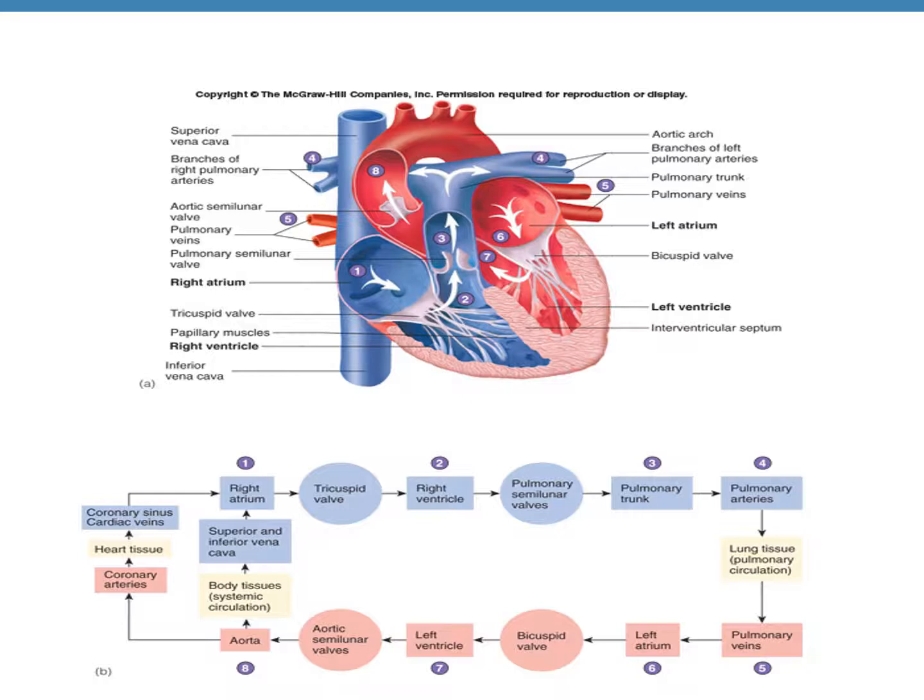That means the pulmonary semilunar valves open and they allow the blood to move into the pulmonary trunk. The pulmonary trunk leaves the right ventricle and then it splits into the left and the right pulmonary arteries. These pulmonary arteries go into lung tissue. In the alveoli of the lungs, oxygenation, that means gas exchange, occurs. Carbon dioxide is given out, oxygen is brought in, and now the blood becomes oxygenated.